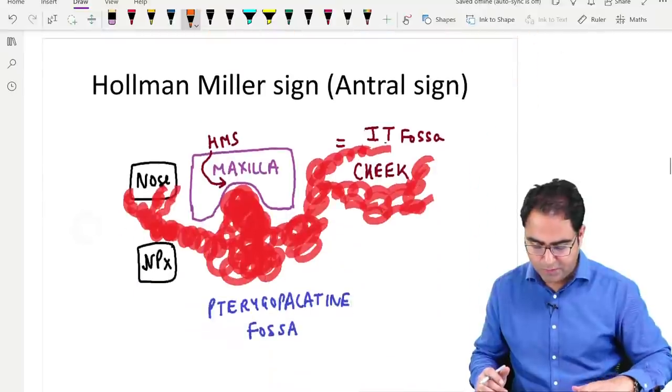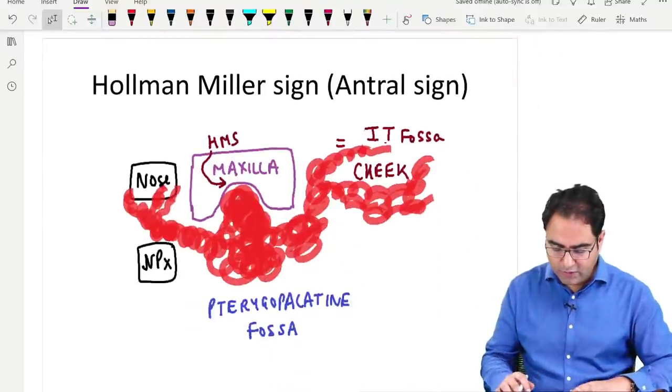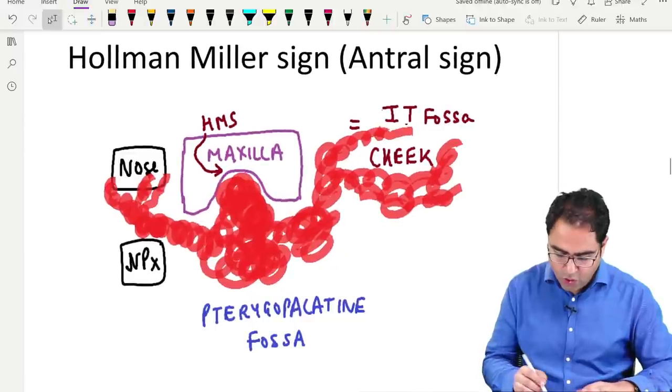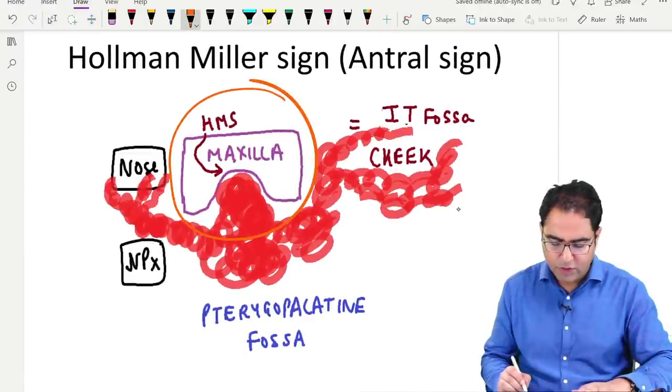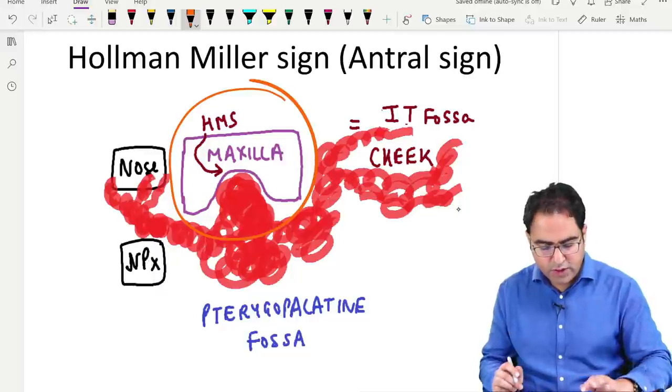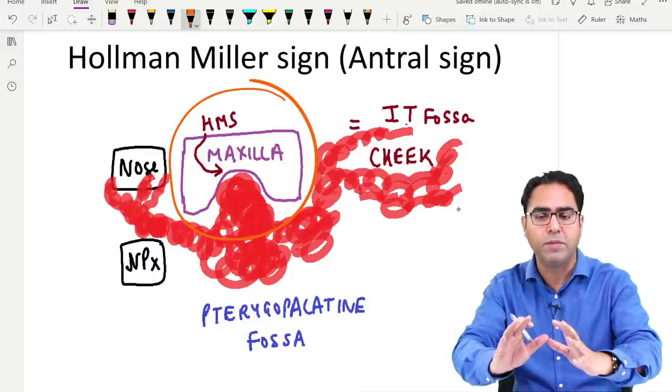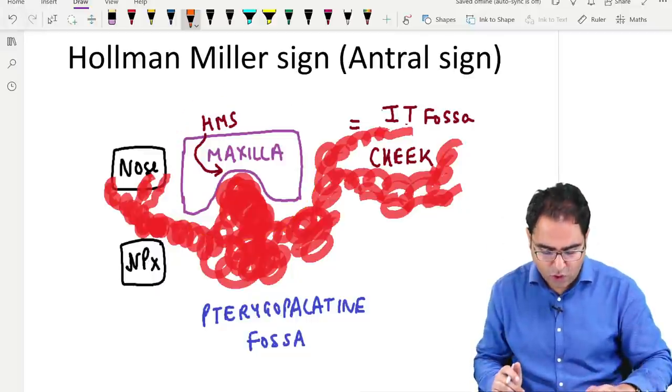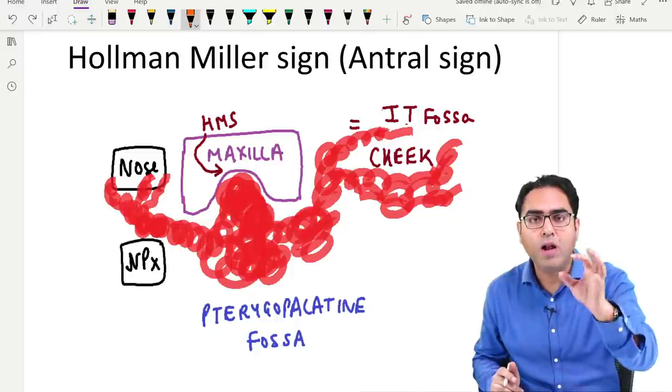Okay, now, can you see? Look at this pterygopalatine fossa, beta. Everybody look at this area, beta. The tumor is pushing the posterior wall of the maxilla forward, beta. And that is called what? That is called Holman-Miller sign, beta.